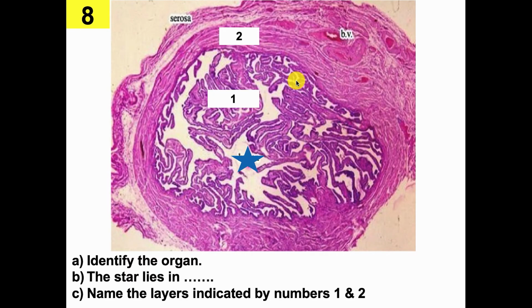Number 8. This is the fallopian tube, of course, because of the marked folding of the mucosa. The star lies in the lumen. The layers are, number 1, the mucosa. Number 2, the musculosa. And here, 1 and 2 only. He is not asking about the serosa.